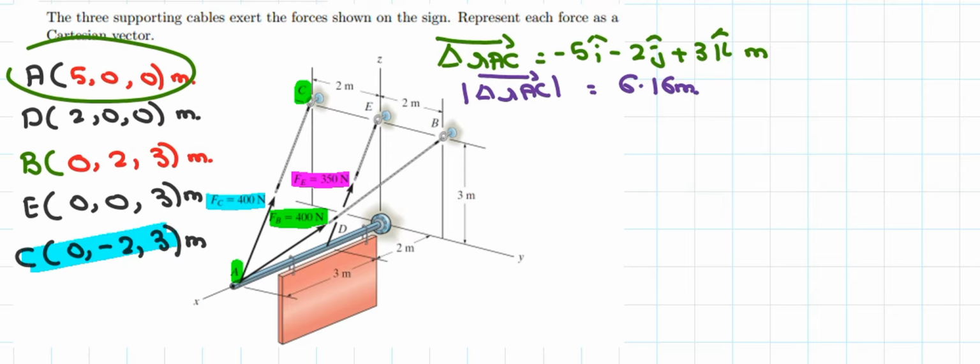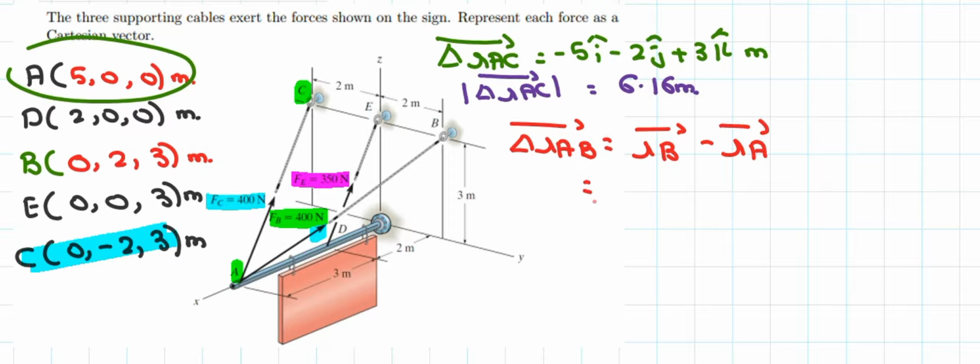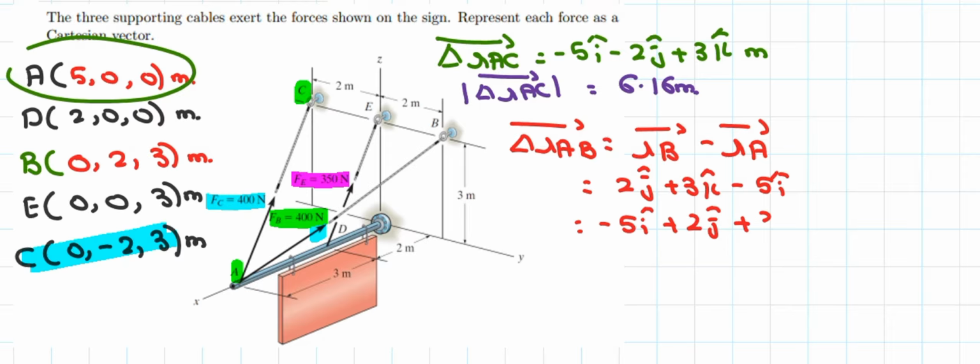Now, let's talk about the FB force. If you see that the head of the FB force is directed towards the point B, it means that point B is the final point and point A is the initial point. So the position vector of these 2 points is written as delta RAB, which is equal to RB minus RA. The location of RB is nothing but 2J plus 3K, and the location of RA is nothing but negative 5I. So rearrange this so that it becomes negative 5I, positive 2J, positive 3K meter.